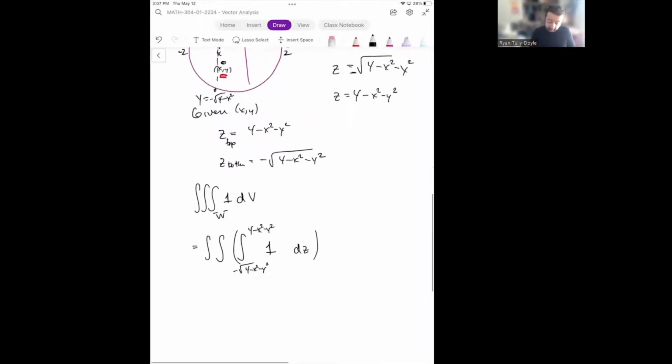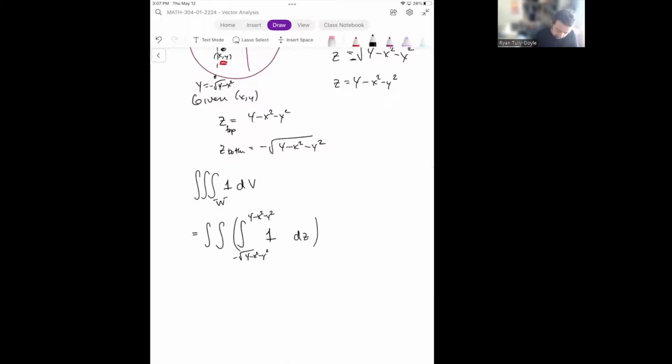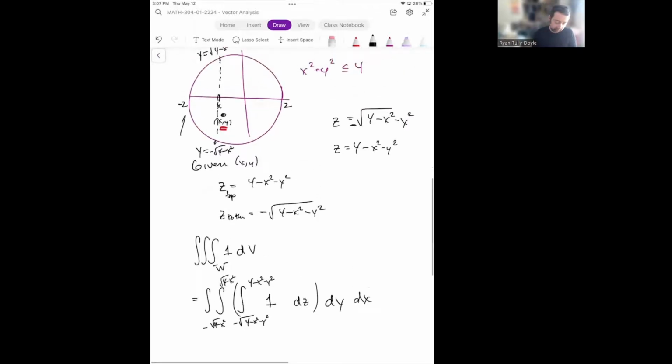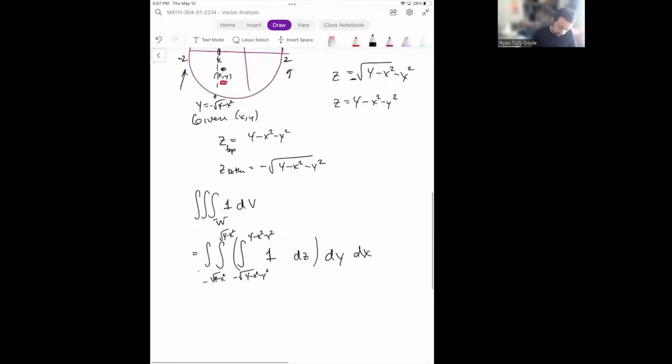and then I can integrate through all the x's. So that would mean I would integrate next dy, from the negative square root of 4 minus x squared to the positive square root of 4 minus x squared. And then finally, what x values do I use? Well, the x values correspond to all the possible x values that let me sweep out that circle, which are the values from -2 to 2.